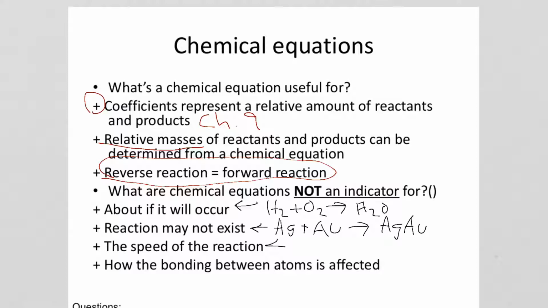The speed of the reaction. Just by looking at a chemical equation, you can't tell if it's going to happen slow or fast at all. It doesn't help you with that. And how the bonding has been affected. Just looking at this one, you can't tell, but just by looking, that hydrogen is single bonded while oxygen is double bonded and the particles in water are all single bonded. That can't tell you. You can investigate that with your knowledge, but you can't just do that by looking at it. So it's not good for everything, but it's good for a lot of things, and we'll investigate the things it can't be an indicator for.